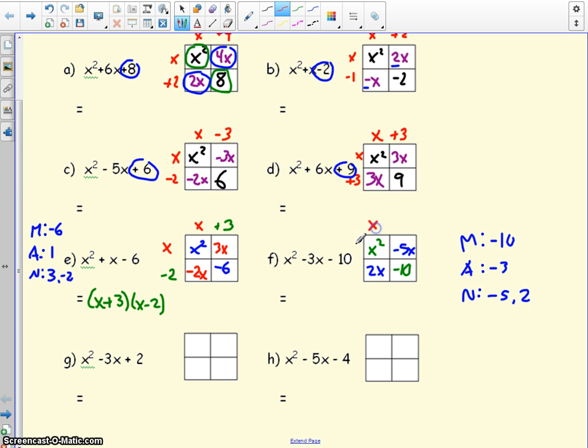So x times x gives me x squared. Okay, x times negative 5 gives me negative 5x. And x times positive 2 gives me 2x. So I'm going to wind up with a factor form of x minus 5, x plus 2. Okay, so this pattern seems to work. Let's see if it works for all the other examples here.